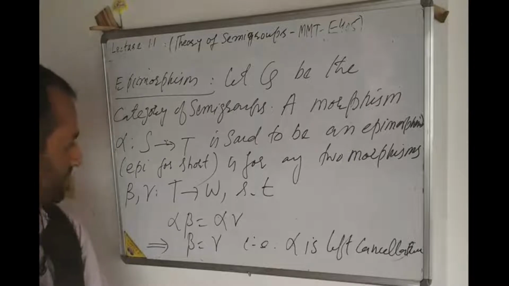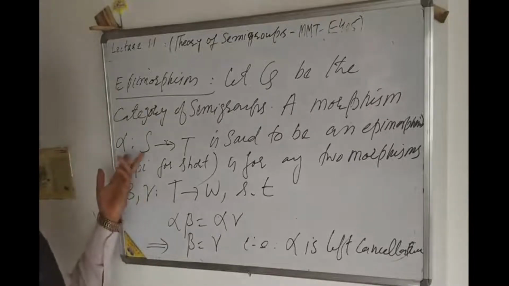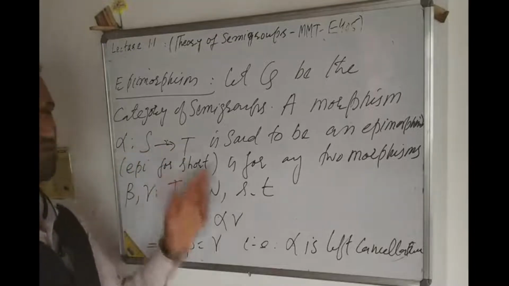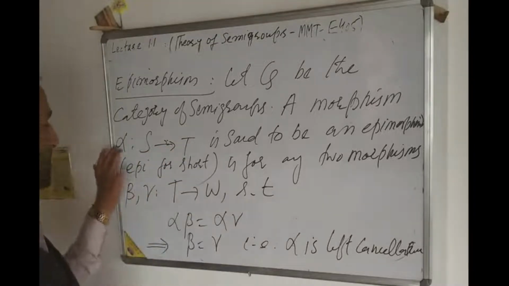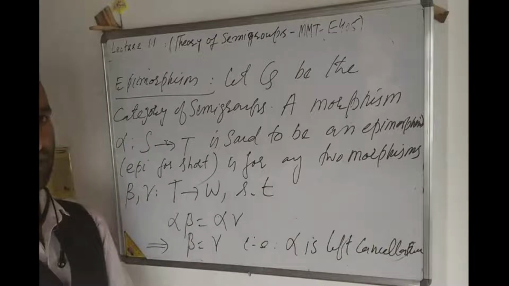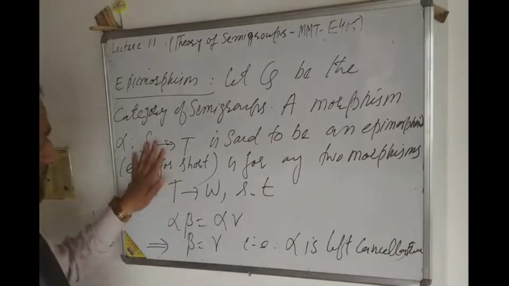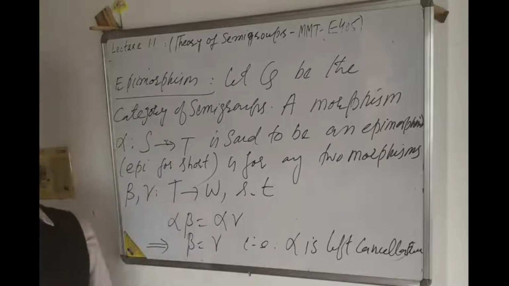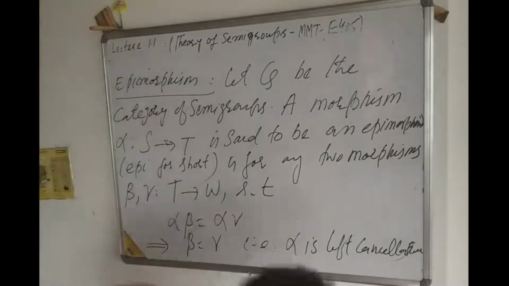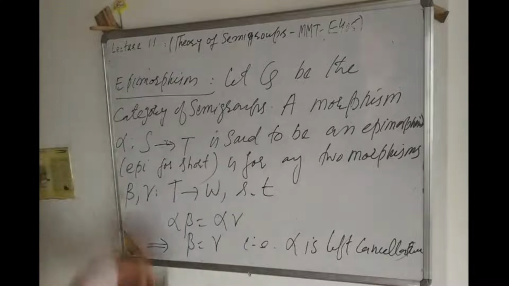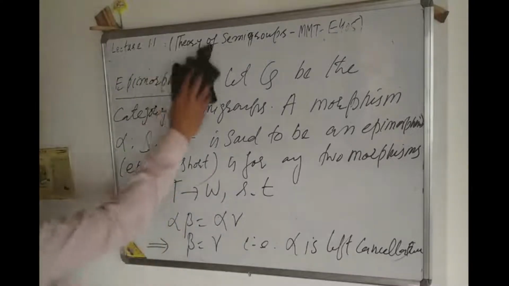Now we will show that if alpha is a surjective morphism from the semigroup S to semigroup T, then this alpha is also an epimorphism. And we will also see that the converse is not true. If alpha is an epimorphism, then it may not be a surjective morphism in general. So let's first prove that every surjective morphism is an epimorphism.